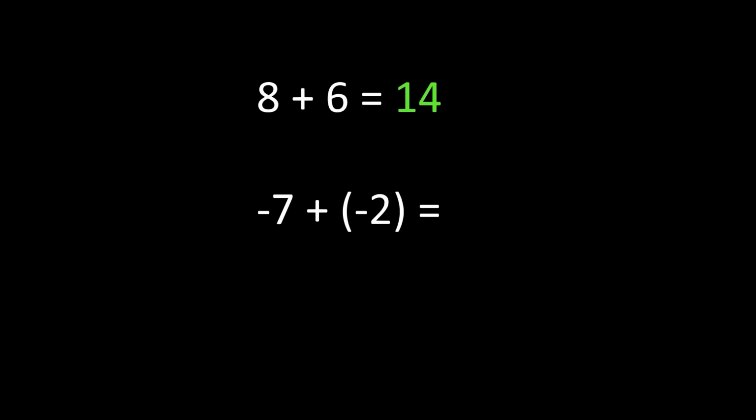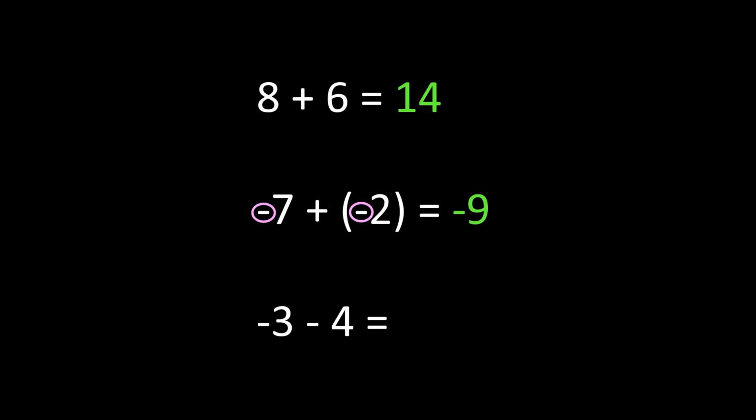Now, you can have a negative plus a negative. Here we have negative 7 plus a negative 2. We're going to go ahead and add 7 plus 2 is 9, and we're going to keep that negative sign. So our answer is negative 9. So our rule for adding integers with the same sign is we're going to add the numbers and we're going to keep the sign.